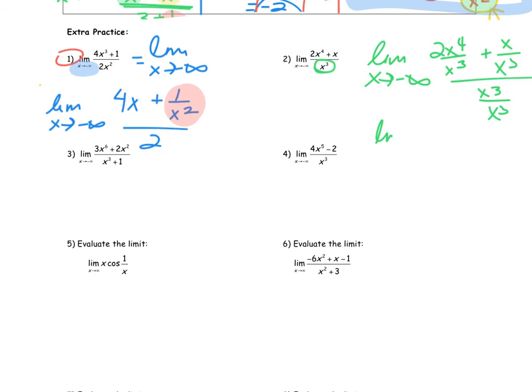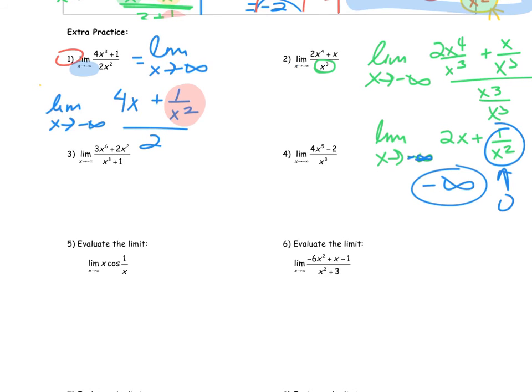I'm going to simplify this. So I have the limit as x approaches negative infinity of 2x plus 1 over x squared all over 1. So I'm actually not even going to write this over one piece. I'm just going to be analyzing this information here. Now, x is going towards negative infinity. So 1 over negative infinity, quantity squared, this is going to 0. So really, I have 2 times negative infinity, which is going to be negative infinity.